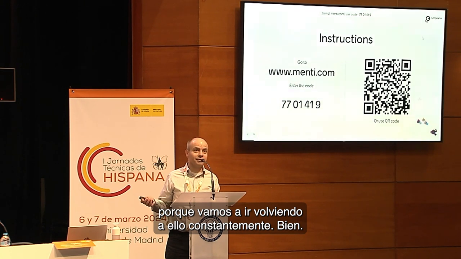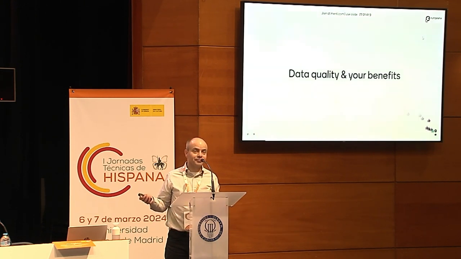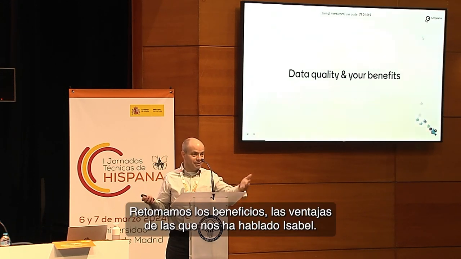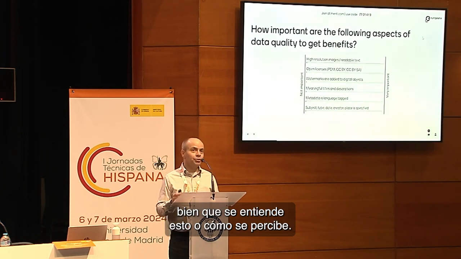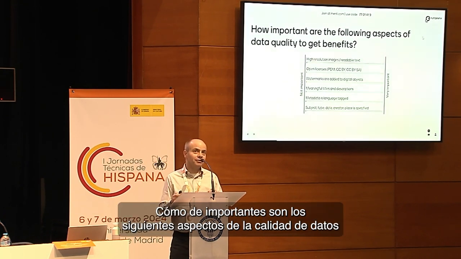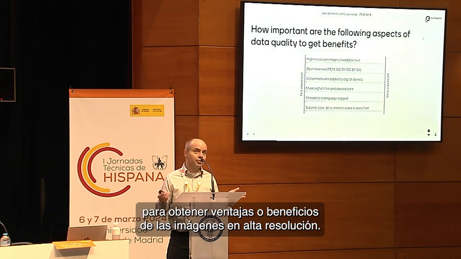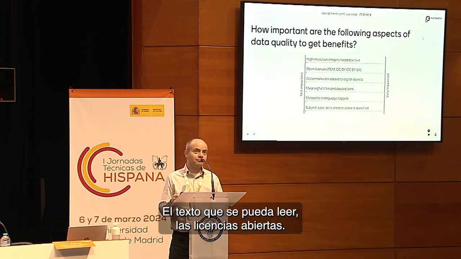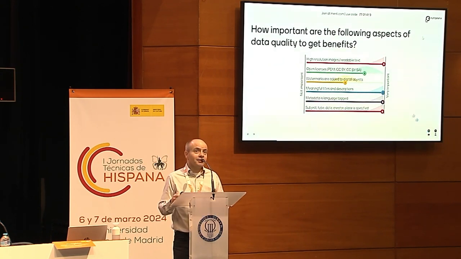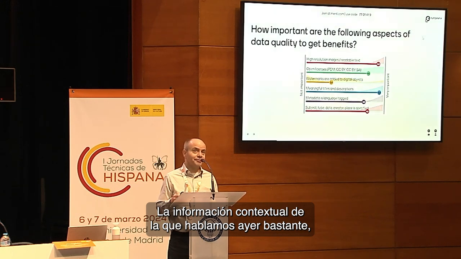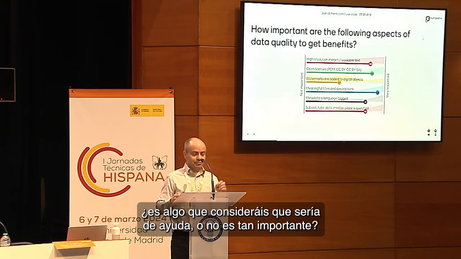We start with an easy question, I think. Going again in remembering the benefits that Isabel has spoken about and we have seen, just to get an idea of how your understanding is: what do you think, how important are the following aspects of data quality to actually benefit from all of this? How important are high resolution images and text you can actually read? How important are open licenses? Watermarks, meaningful titles, the contextual information that we've discussed yesterday quite a bit. Is that something you think would really help you, or is that not the case?